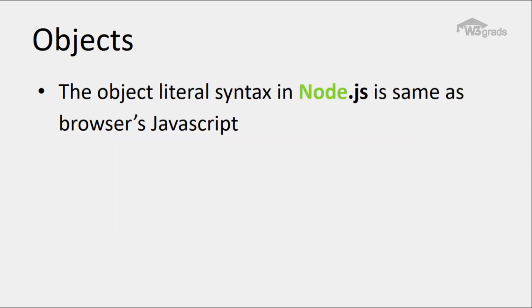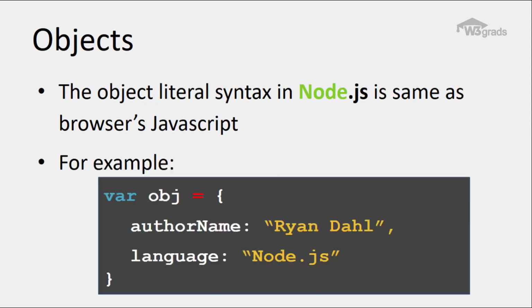In addition, the syntax of object literal in Node.js is also the same as browser's JavaScript. For example, var obj = { authorName: "Ryan Dahl", language: "Node.js" }. This syntax shown here is the same as what we have looked at in the browser's JavaScript.